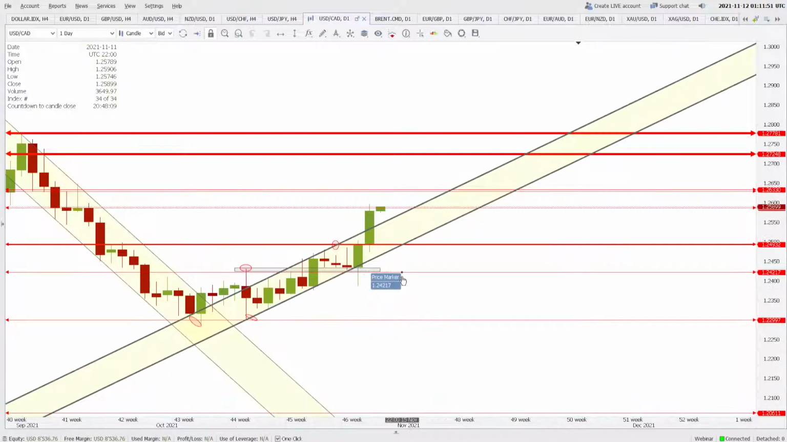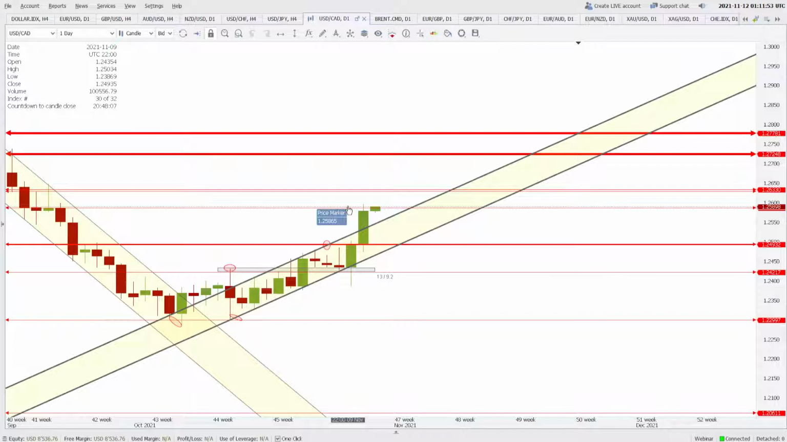So now the problem here is that if it closes higher than 1.2586, then the 1.2633 area will be exposed in this market. On the contrary, if it fails to go there and closes the day below 1.2589, then it may bring the price back to 1.2493 in this market.